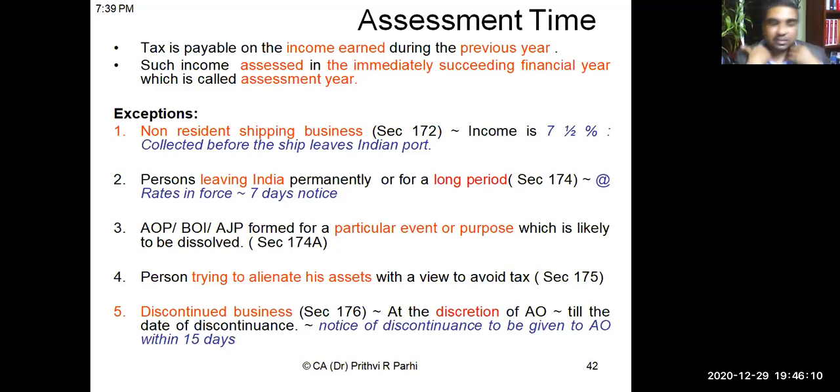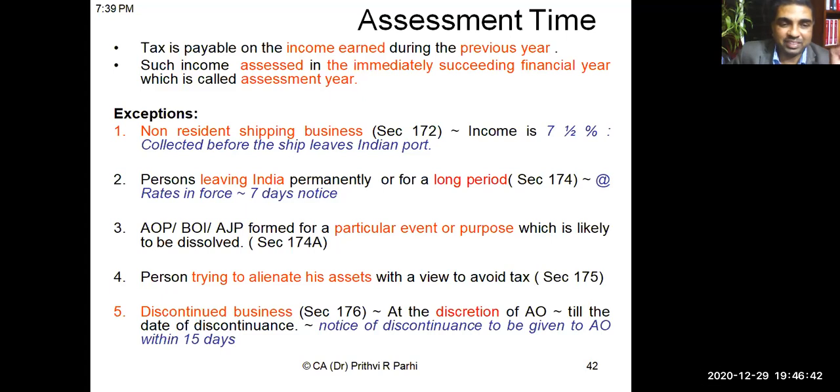Let us say an association is formed which is likely to be dissolved after that event, then assessment will be completed in the same year, that means in the year in which income is earned. The fourth exception is a person who is trying to alienate his assets with a view to avoid tax. Let us say he is generously distributing his assets to various other people, so that next year in the assessment year there will be nothing for recovery of tax. If that kind of situation is there, and the person is purposefully doing it with a view to avoid tax, then assessment will be completed in the year of income itself.